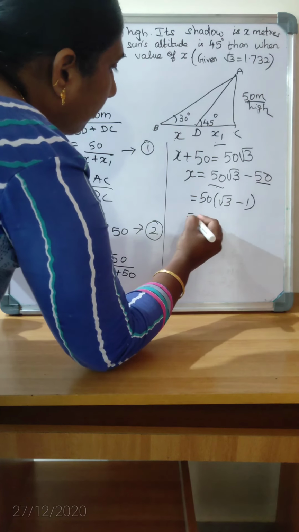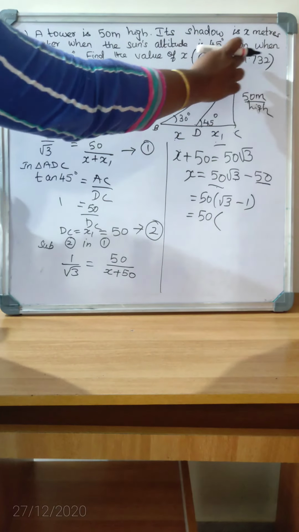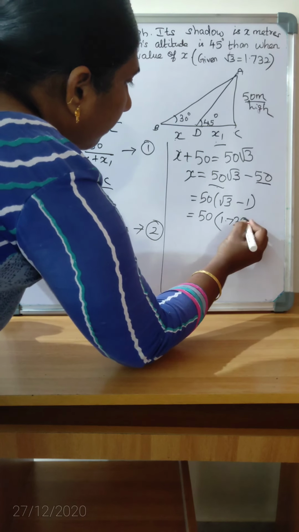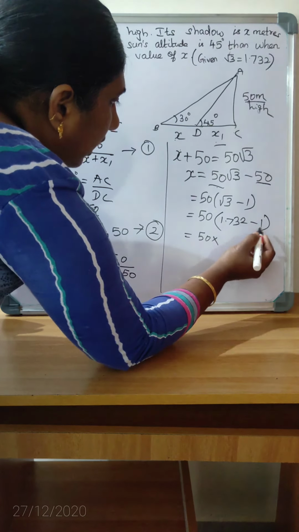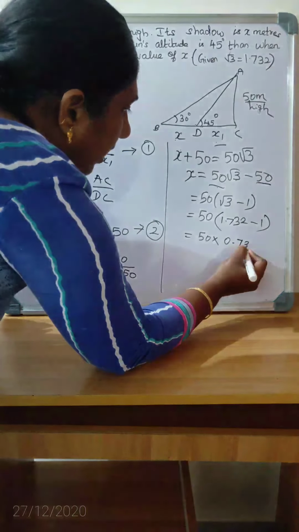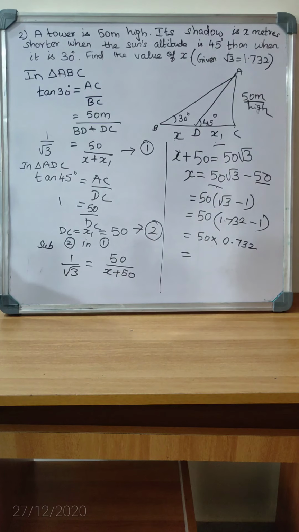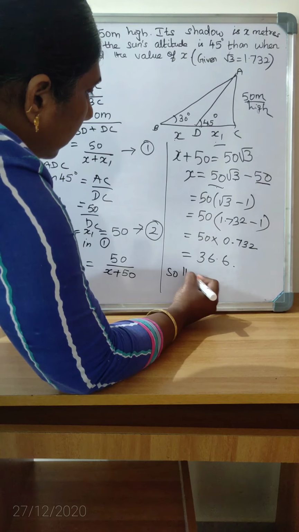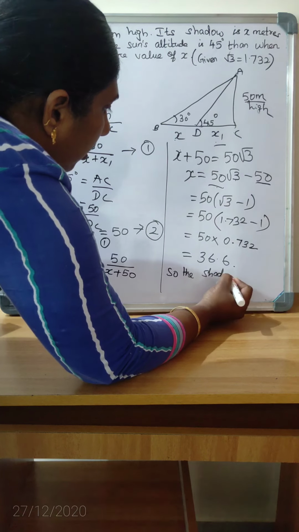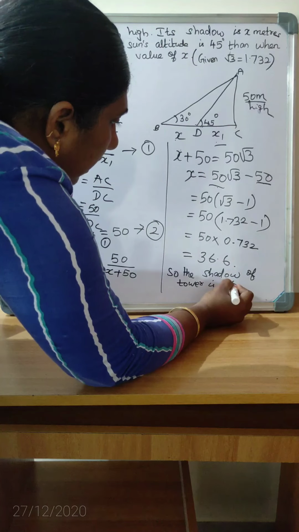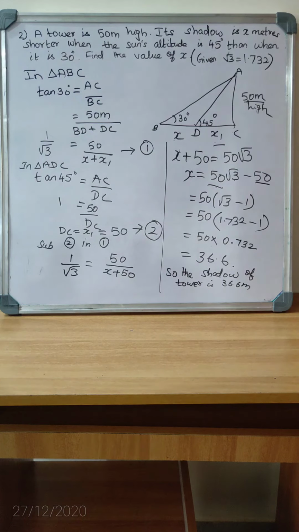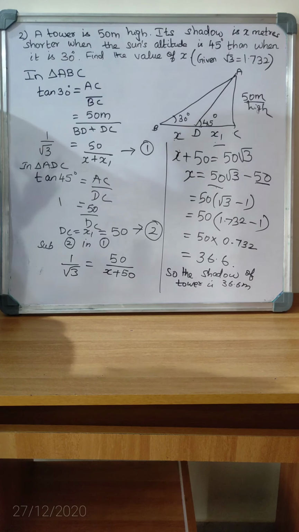So 50 I am taking out common, root 3 minus 1. And they have given the root 3 value as 1.732 minus 1. So that equals 50 into 1.732 minus 1, which is nothing but 0.732. So when you multiply 50 into 0.732, we will get 36.6. So the shadow of the tower is 36.6 meters.